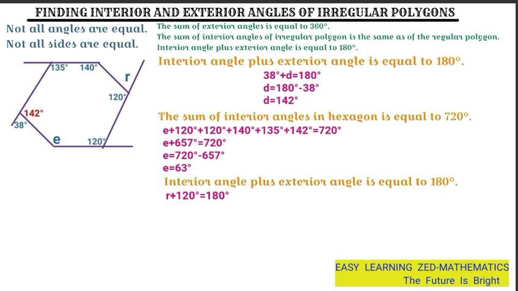There again we're going to put like terms together, so R is equal to 180 degrees minus 120 degrees. When we subtract 120 degrees from 180 degrees, we get 60 degrees. So the value of R there is 60 degrees. Basically, this is how you find the interior and exterior angles of an irregular polygon.